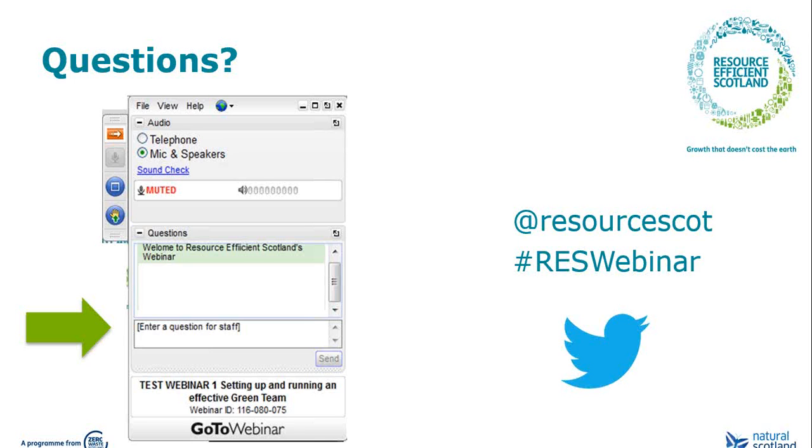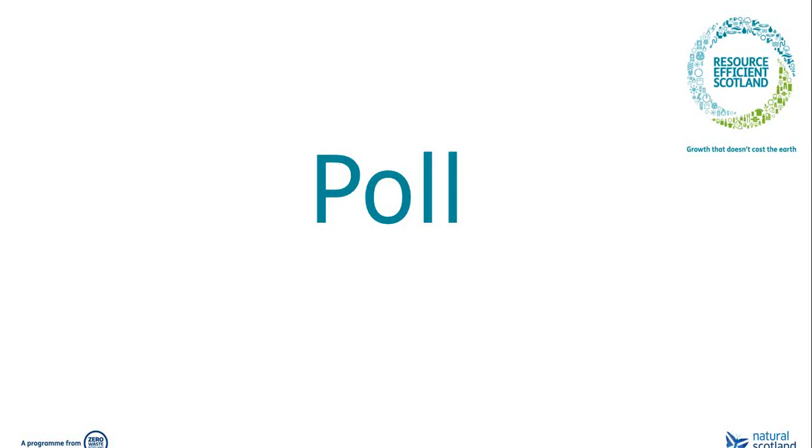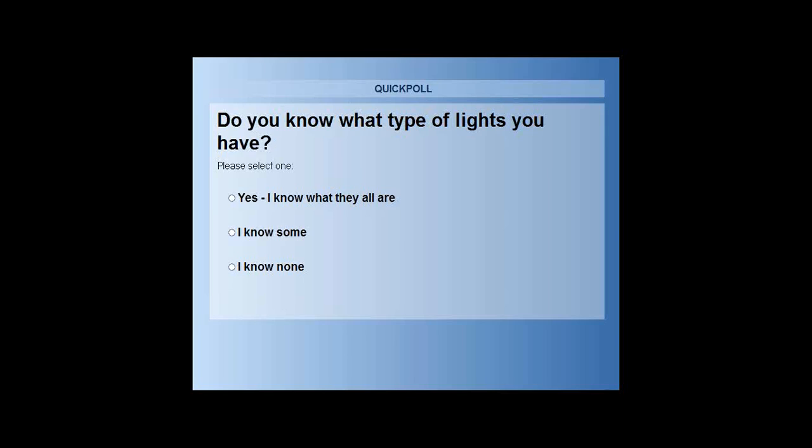Yep. Okay, great. Well, we're just going to move on and do another quick poll, and then don't worry, we'll ask some more questions at the end. So the poll we'd like to ask now is, do you know what type of lights that you have in your organisation? So that should be coming on screen now, so if you'd like to just complete that.